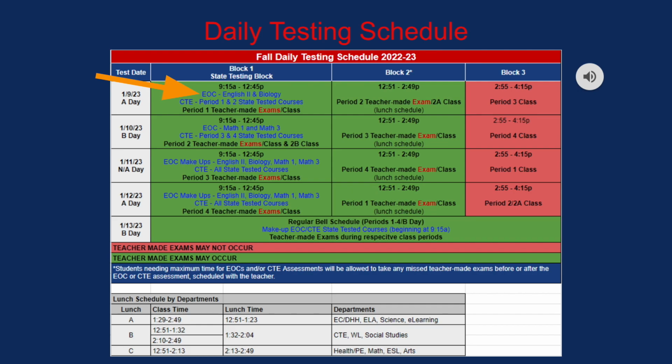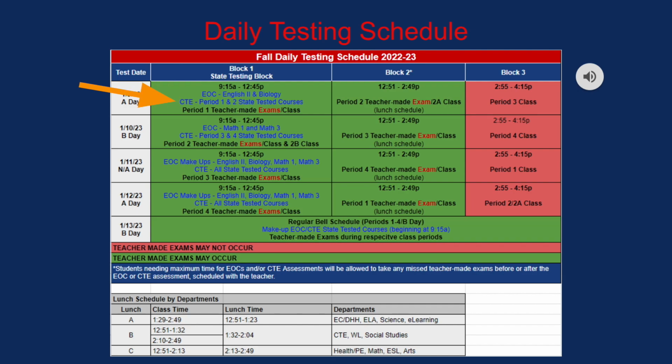The state testing blocks have several important instructions for each day. The first line on January 9th, for example, lets you know that all students taking English 2 and Biology will take their EOC during that block. Students who need to take both the English 2 and Biology EOC should take English 2 on Monday, January 9th, and then Biology on Wednesday, January 11th.